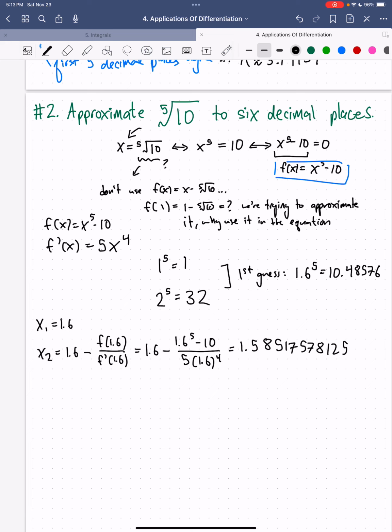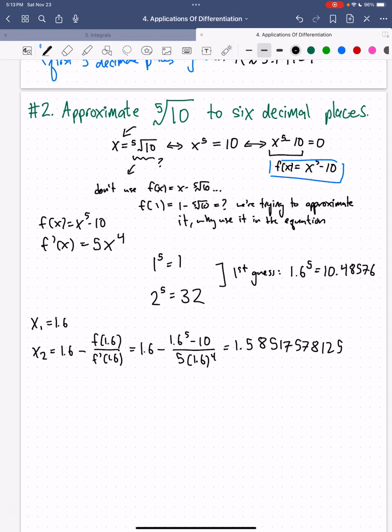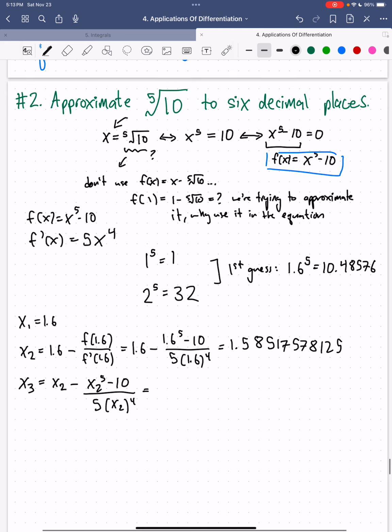Now, because we were trying to approximate to 6 decimal places, here we don't match any decimal places compared to x1. So let's get another guess going. x3 will be, I'm not going to write out that whole decimal again, x2 minus f of x2, so x2 to the 5 minus 10 over 5 x2 to the 4. Putting in that x2 that we just found, that long decimal, what we get is 1.584893291.